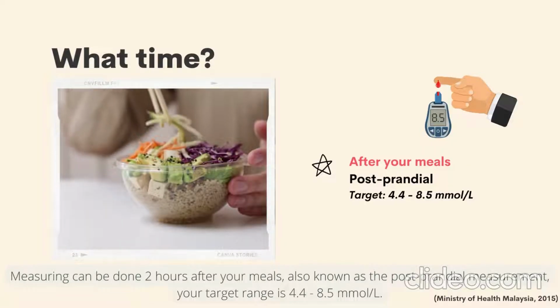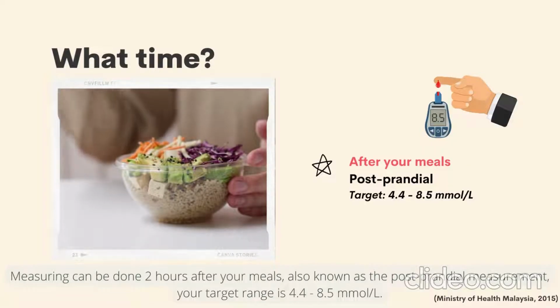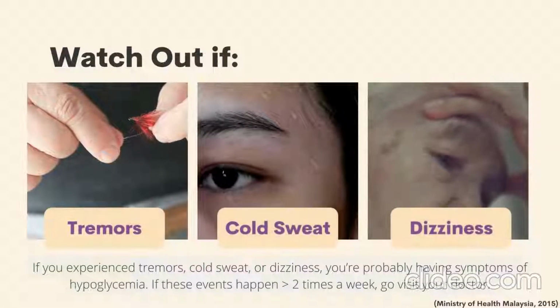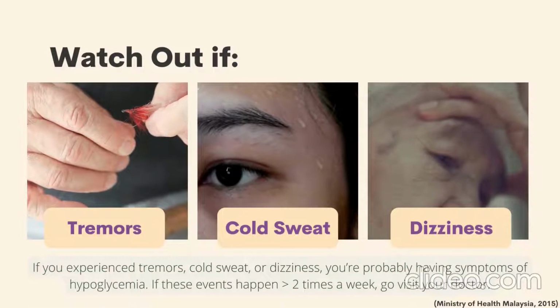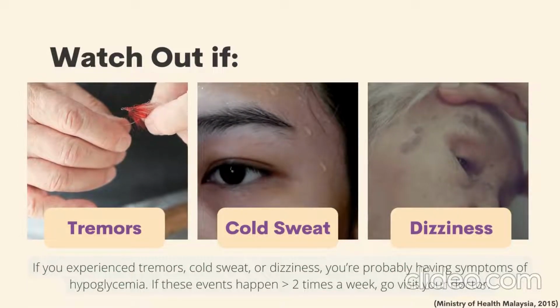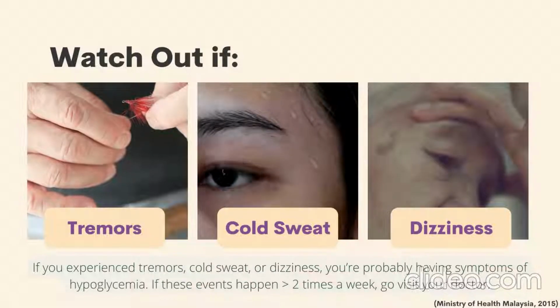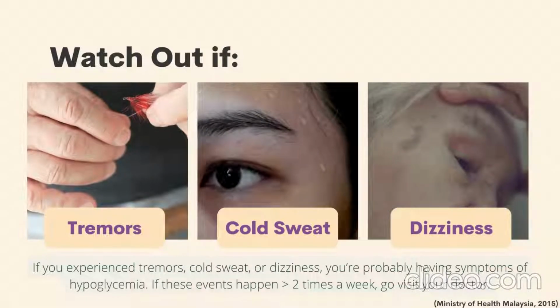Measuring can also be done 2 hours after your meals, also known as the post-prandial measurement. Your target range is 4.4 to 8.5 millimoles per liter. If you experience tremors, break into a cold sweat, or suffer from dizziness, you're probably having symptoms of hypoglycemia, where your blood sugar drops below the recommended range. If these events happen as often as twice a week, go visit your doctor.